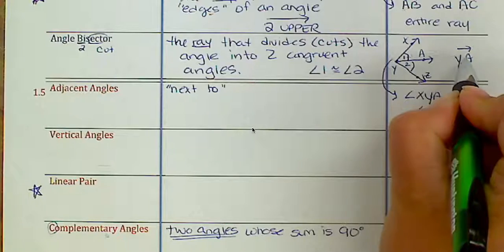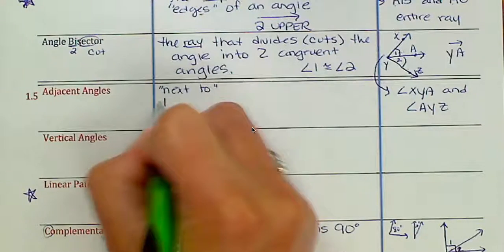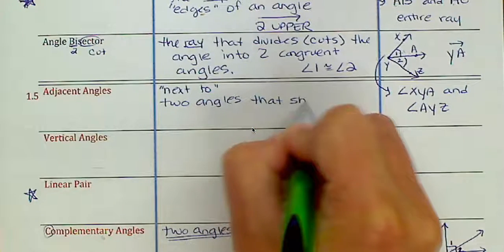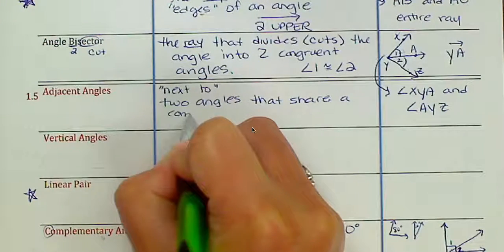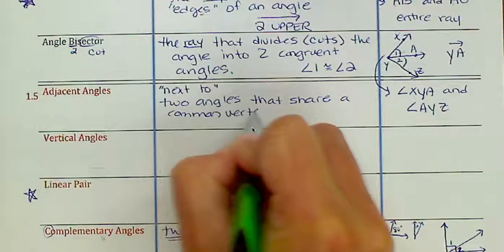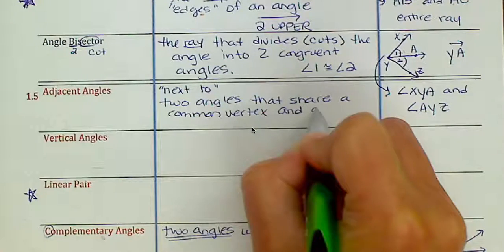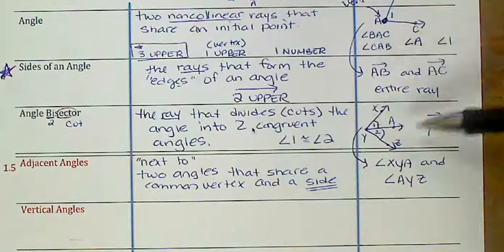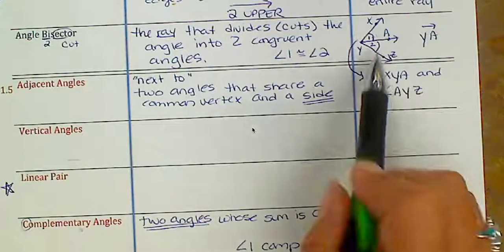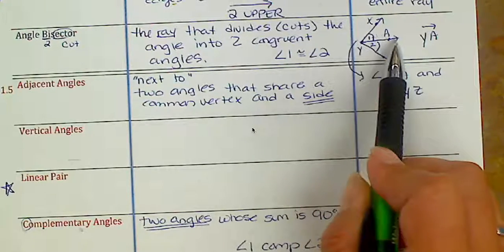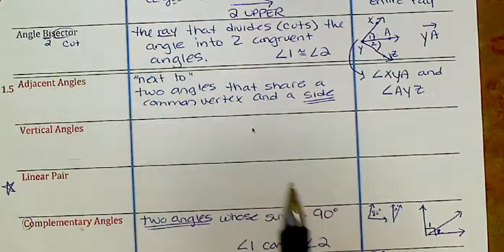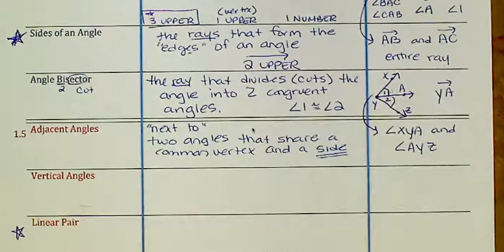It's a ray. So adjacent angles are two angles that share a common vertex and a side. So we'll back up here to sides of an angle. That's a ray. A ray would be a side of an angle. So you have to share the same vertex, of course, and an entire ray or an entire fence post between them. So those are adjacent. Adjacent means next to.